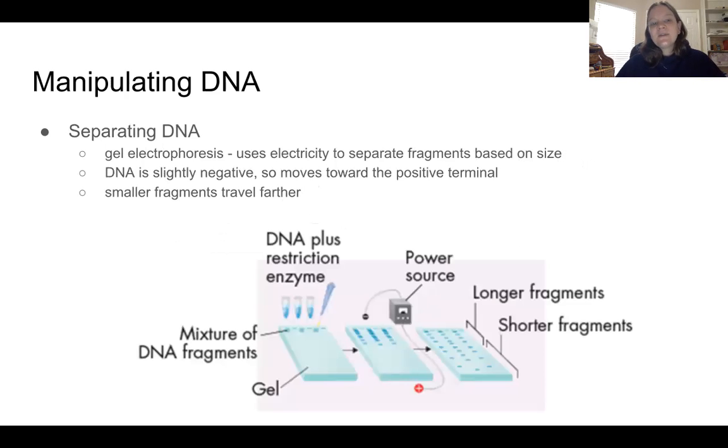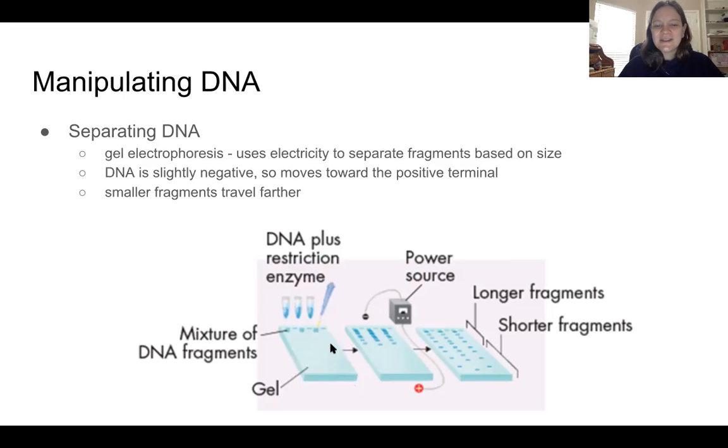The next step is to separate the DNA. The main way that we do this is using gel electrophoresis. In this process, you literally have a gel, almost like jello, but it's not edible.